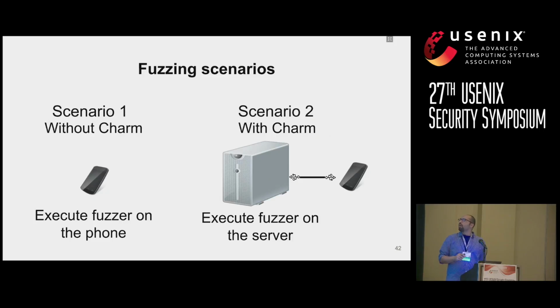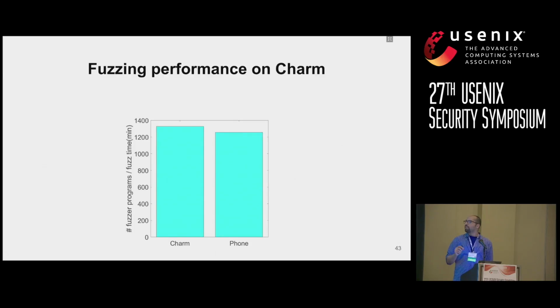To test the fuzzing performance, we experimented with two scenarios. In scenario 1, we run the fuzzer on a phone, and in scenario 2, we execute the fuzzer on an x86 server using our system. One good metric to measure the performance of the fuzzer is the number of fuzzer inputs you can run within a given time. You can see that based on this metric, our system has slightly better performance than native execution of the fuzzer on the phone.